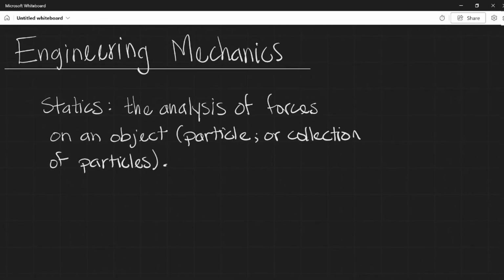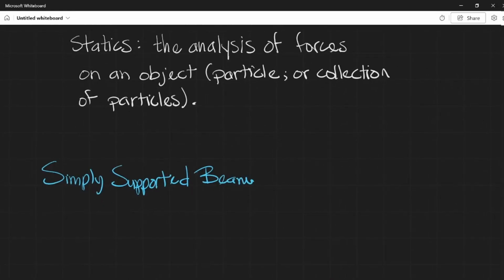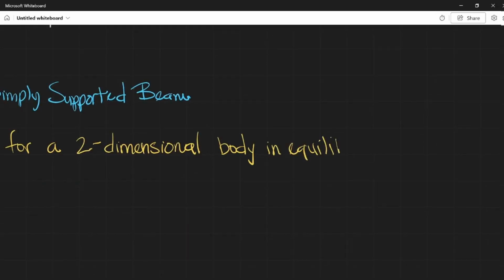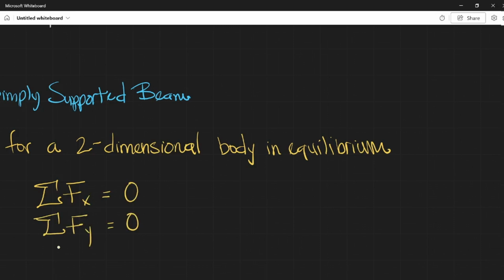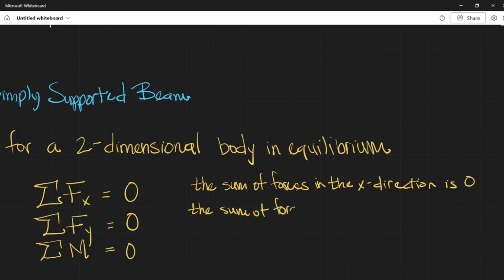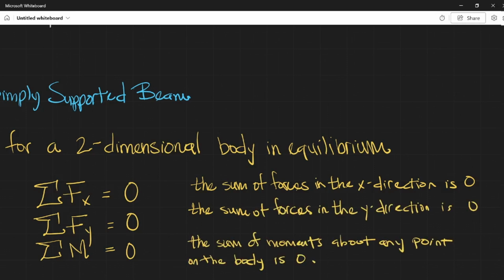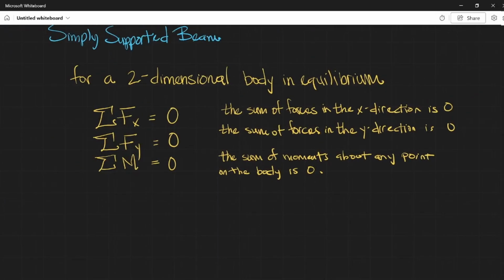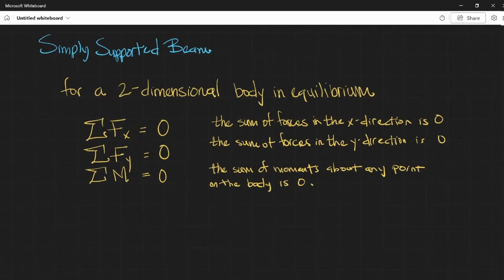A good example to start is the simply supported beam. And I think it's best to lead by example. So for a two-dimensional body in equilibrium, the following is true. And so with these three things in mind, we can start with an example.